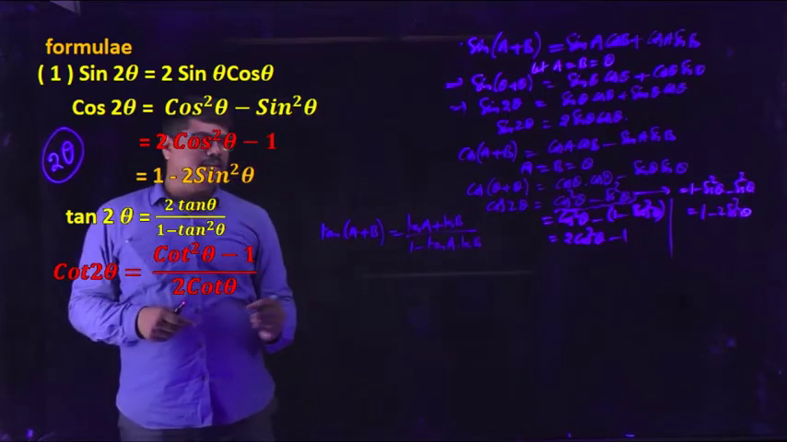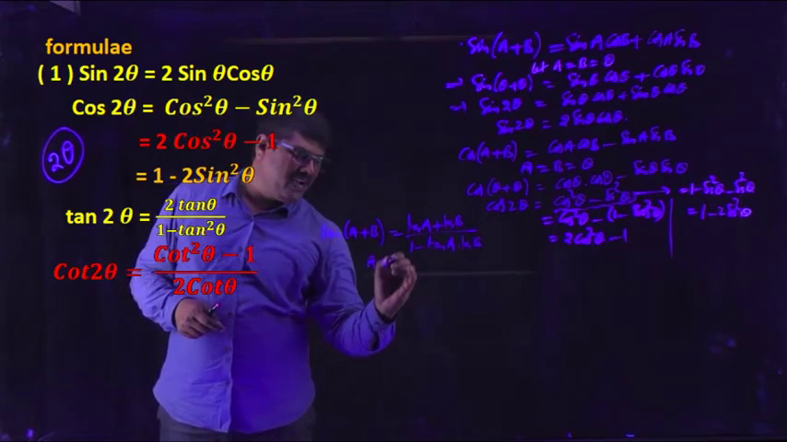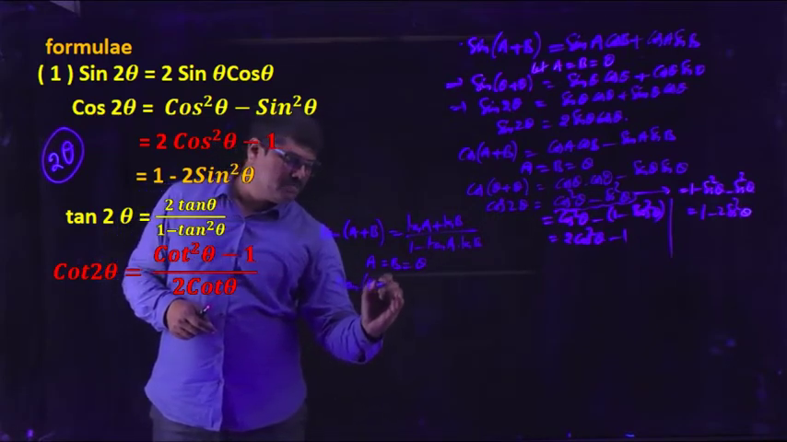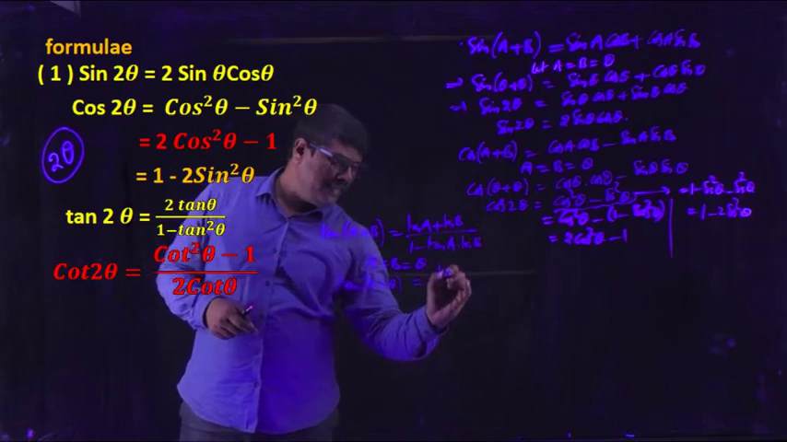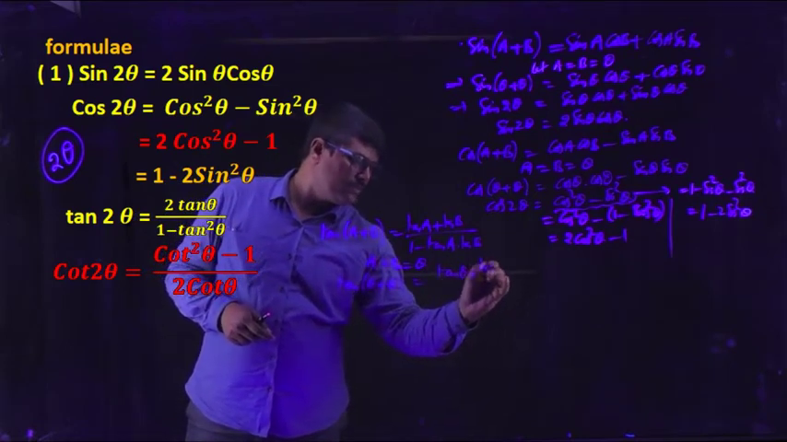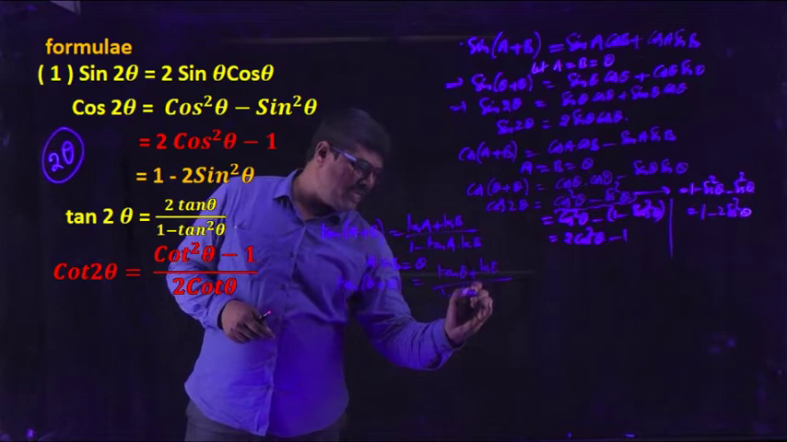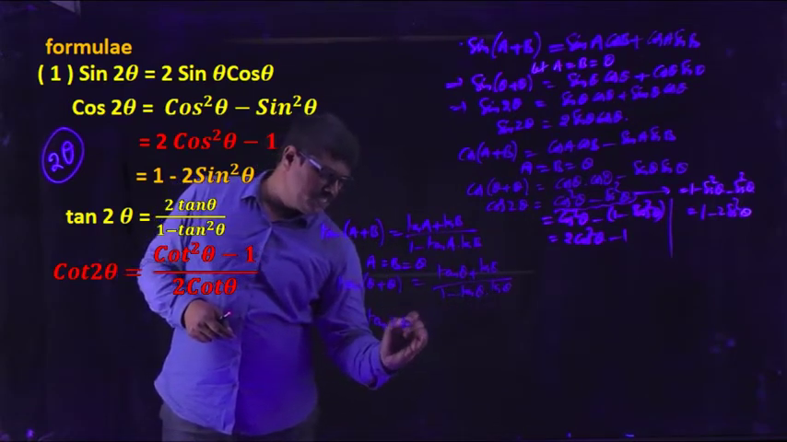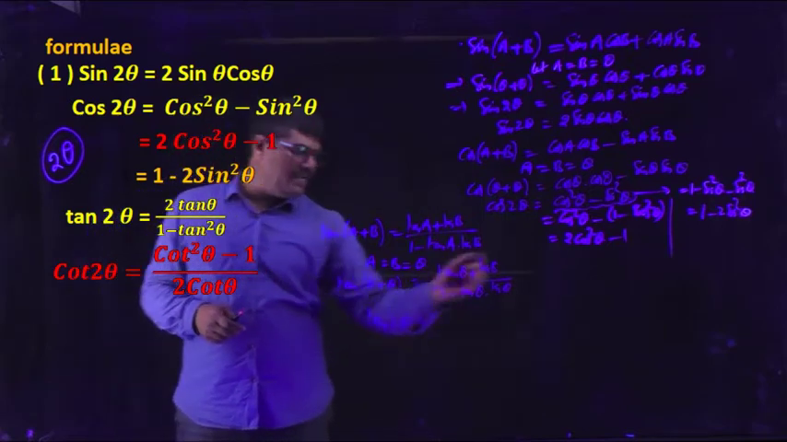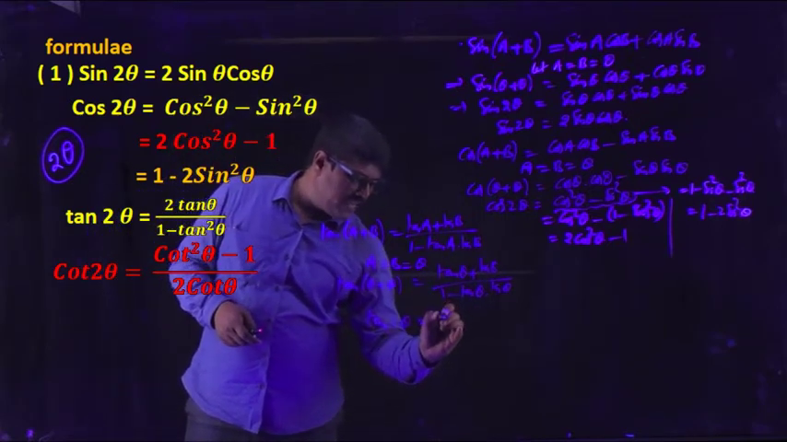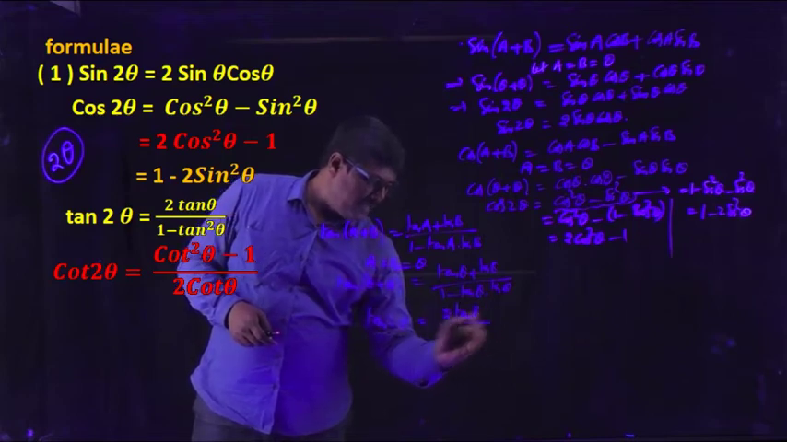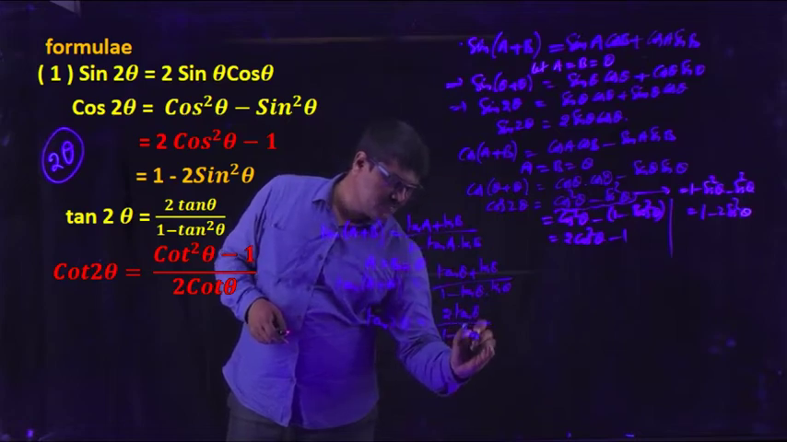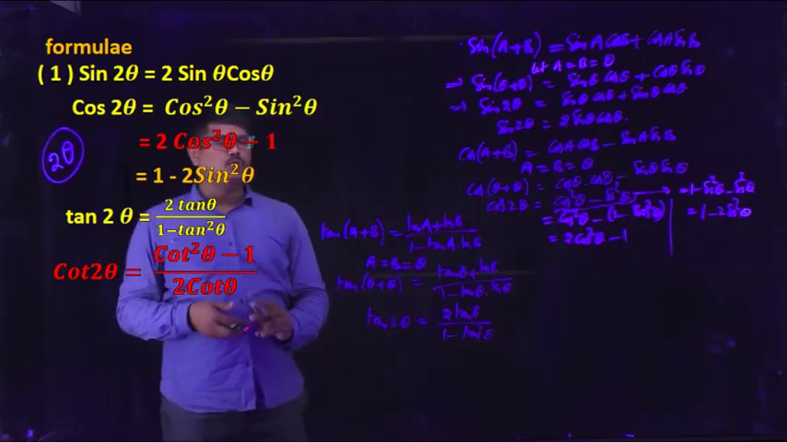To get the tan 2θ value, again take A and B both as θ, so that tan(θ+θ) becomes (tan θ plus tan θ) by (1 minus tan θ into tan θ). So you will get the tan 2θ formula, which is tan 2θ equal to tan θ plus tan θ, which is 2 tan θ, by 1 minus tan θ into tan θ, which is tan²θ. So this is the formula of tan 2θ.